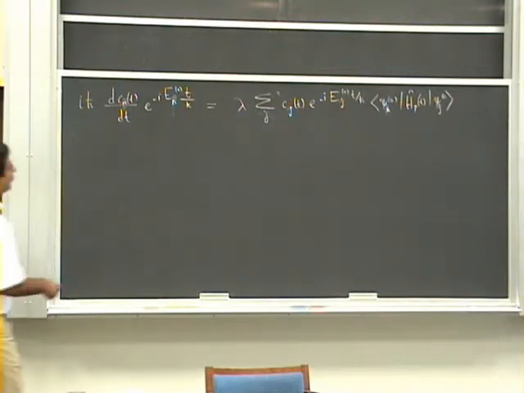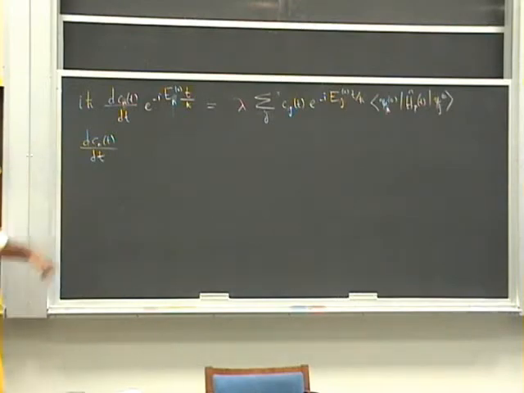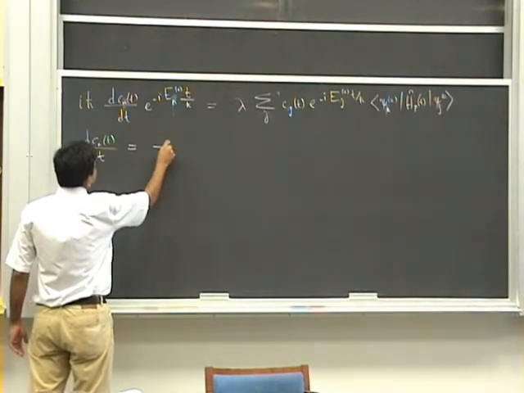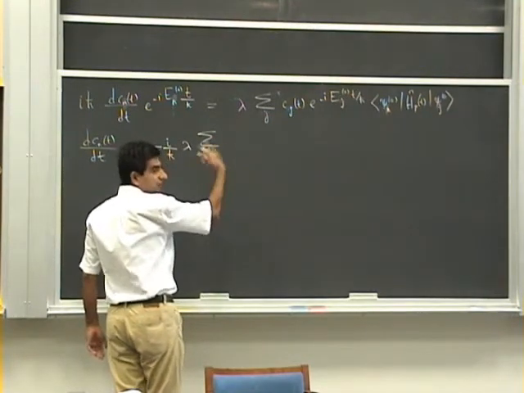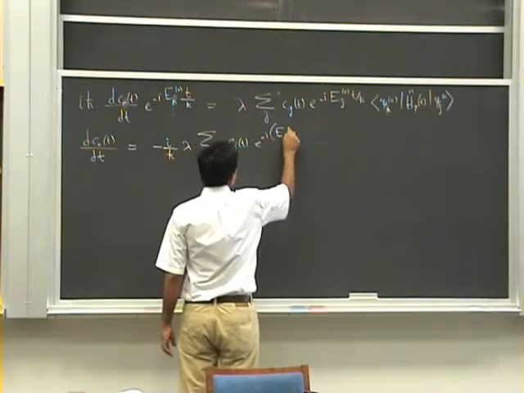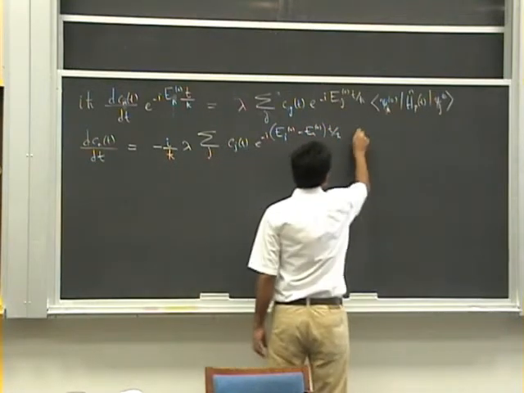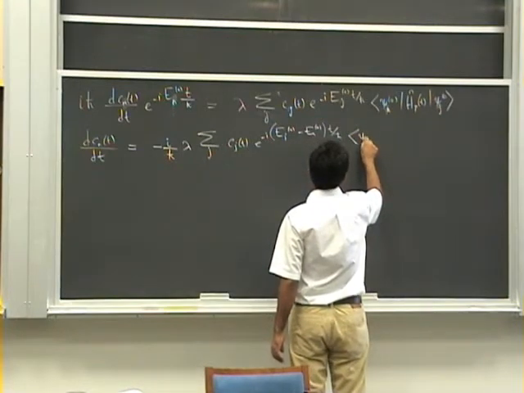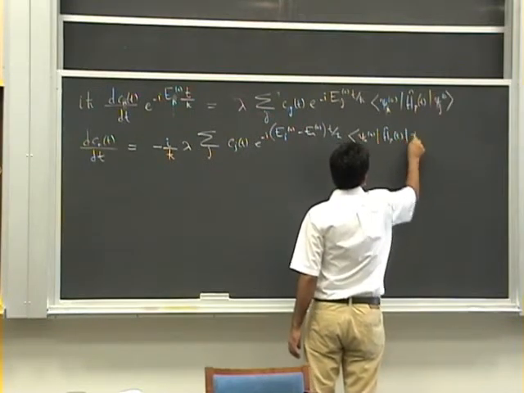Now, you can see, what is the equation? dc_n/dt is something that I want to find. I want to find out how each of the coefficients c_n changes. So this becomes minus iota over h bar times lambda, sum over all possible values of j, c_j, e to the minus iota (E_j naught minus E_n naught) t over h bar, psi n naught H_p(t) psi j naught, right?